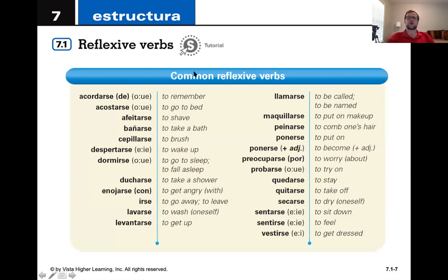Okay, now here are some common reflexive verbs. So go ahead and pause the video, take a minute to write these down in your notes, and make sure you're studying these for your vocab quiz on Sunday. So go ahead and pause for a minute.